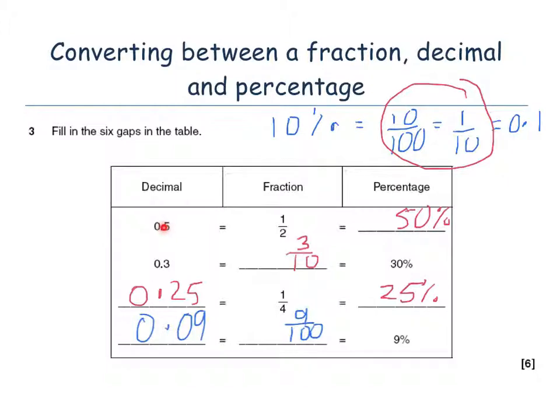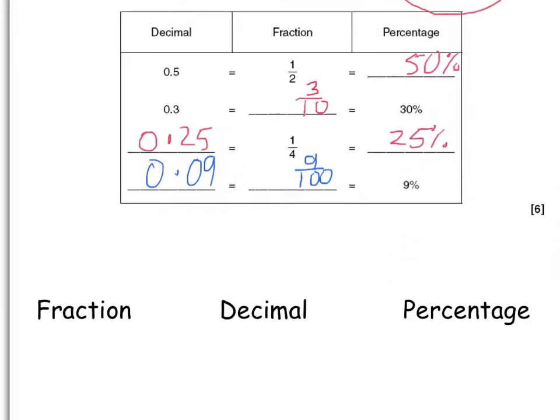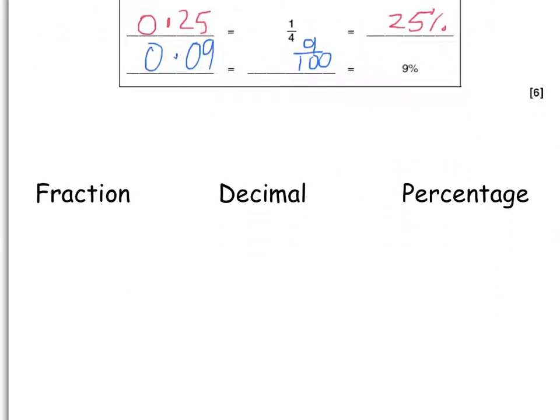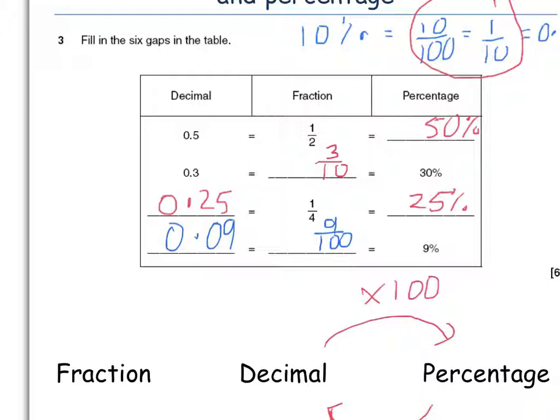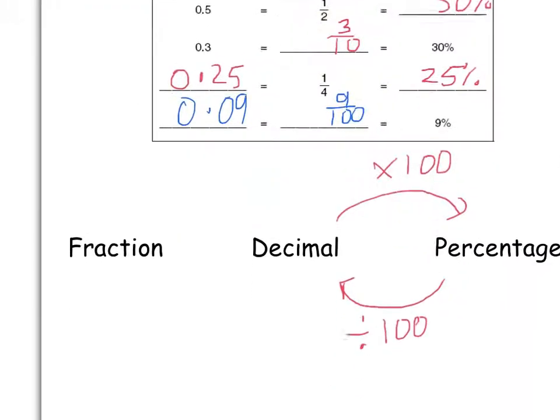And you should hopefully notice that to get from every percentage to decimal, you divide by 100. And that is how you convert between a percentage and a decimal. To get from a decimal to a percentage, you times by 100. And to get from a percentage back to a decimal, you divide by 100. And that works in every one of our cases above. If we went from 0.5 and times it by 100, we get to 50. If we do 0.3 times 100, we get to 30. 0.09 times 100 gets us to 9%.